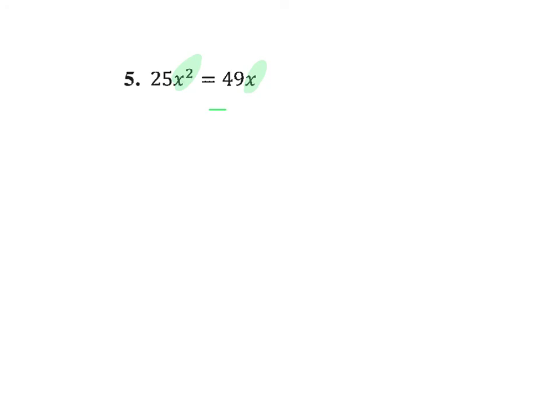So how do we do that? Subtract 49x, because I want my x squared term to be the positive number if at all possible. So I get 25x squared minus 49x equals 0.